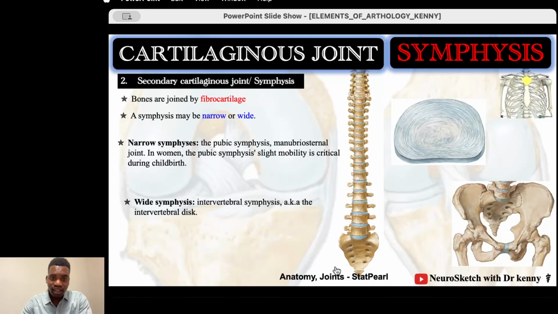So that's a wide fibrocartilage. It acts as a shock absorber, and it separates the bones of the vertebral column, and so it is known as the intervertebral disc because it's between two vertebrae. It's a disc, as you can see, and because it's between two vertebral bones, it's known as the intervertebral disc, or the intervertebral symphysis, because a symphysis is a symphysis joint.